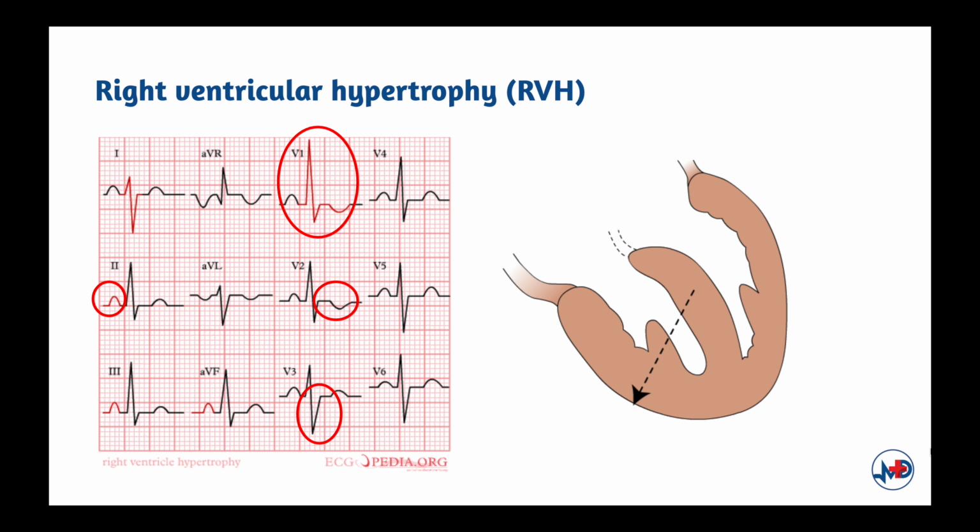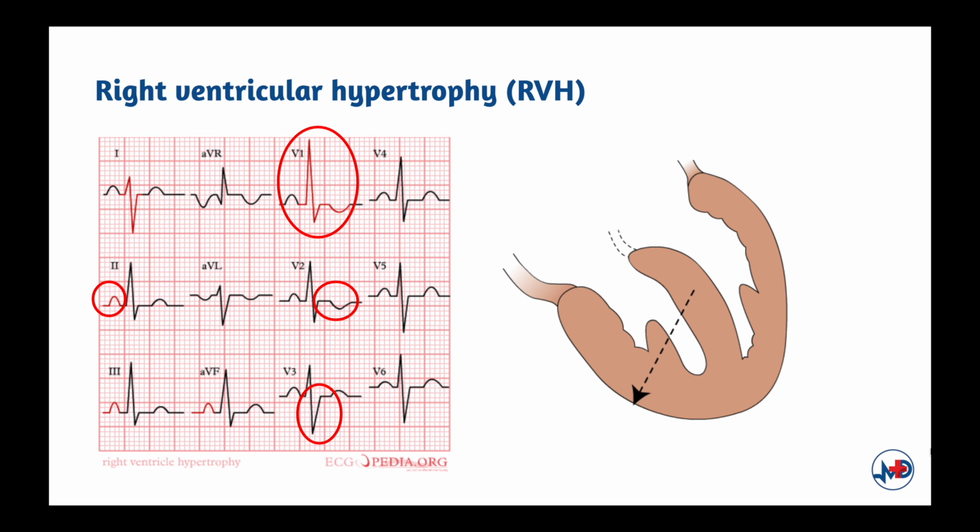Next would be right ventricular hypertrophy. As you can see, the resultant vectors are going towards the right-hand side. There's right axis deviation quite clearly. The QRS duration here is less than 120 milliseconds, and the changes here are not due to right bundle branch block.